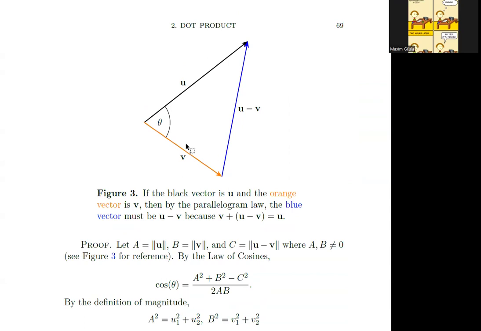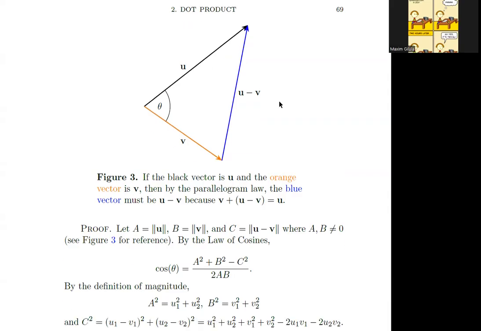Here's how this looks. If you have the vector u and a vector v, the third side could be interpreted as u minus v, because v plus u minus v gives u. And there's very many useful things you could do with vectors. A lot of geometry proofs are very simple with vectors, whereas otherwise they might be a little bit complicated.